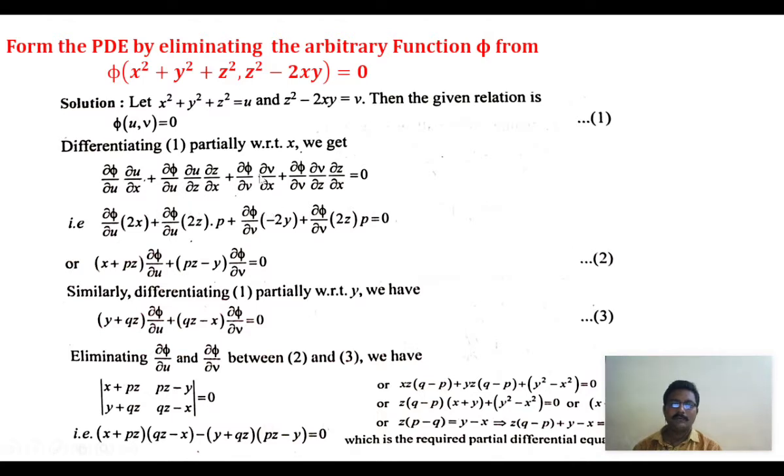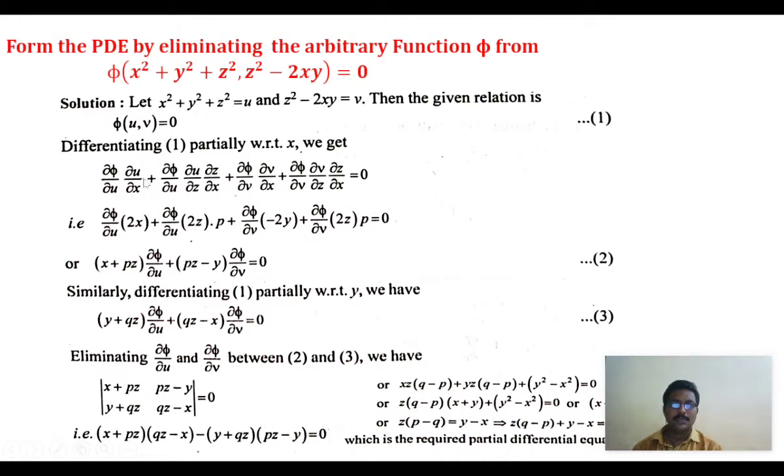Now differentiating phi partially with respect to x, that is dou phi by dou v into dou v by dou x plus dou phi by dou v into dou v by dou z into dou z by dou x equal to 0. This equation is written by using the chain rule property.